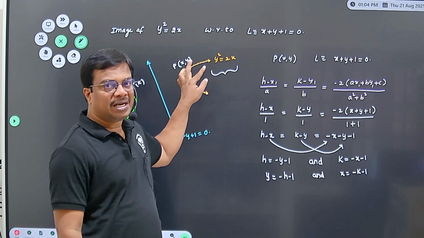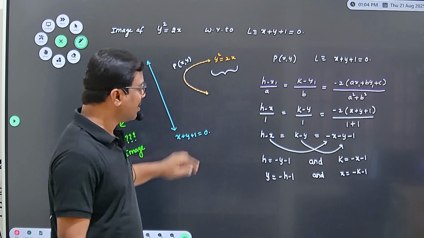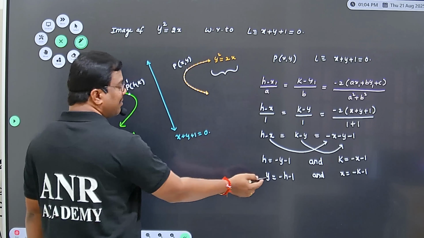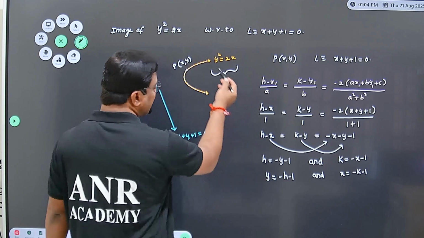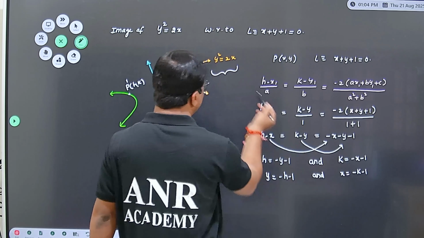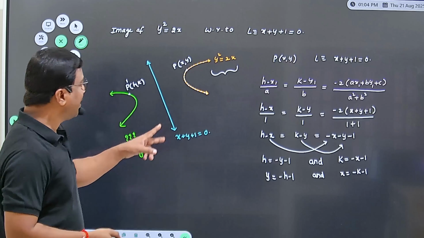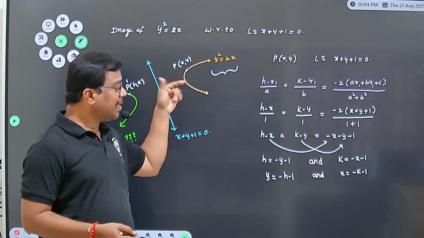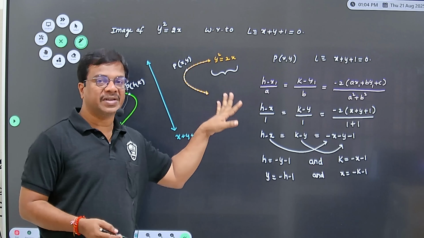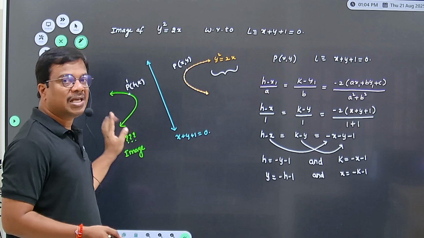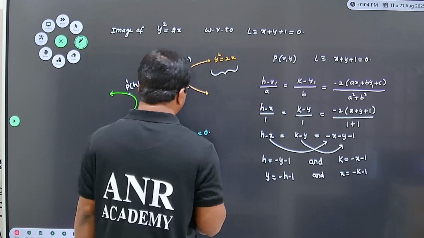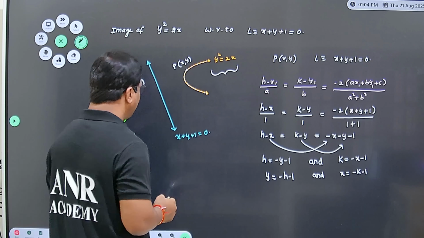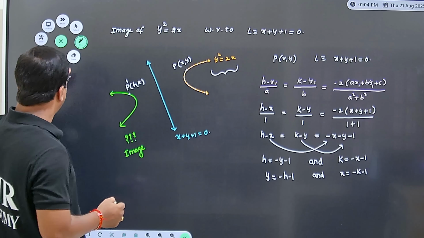Here you have the relation between coordinates x comma y. Replacing x comma y values, minus h minus 1 in place of y, minus k minus 1 in place of x, then automatically we get another relation in terms of h comma k, that gives the image of the given curve. Now here I am going to write the value of x and y.